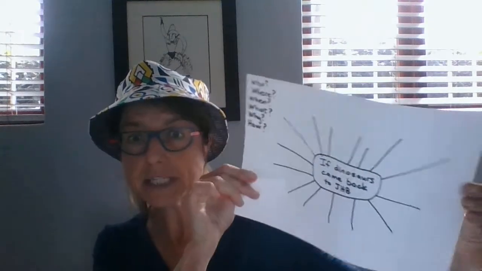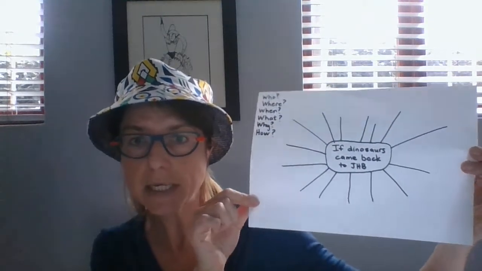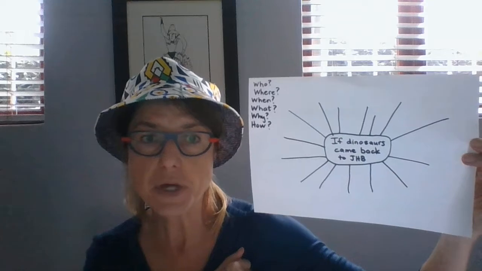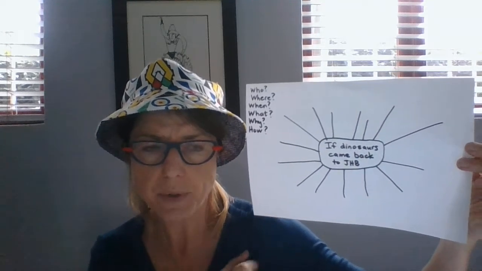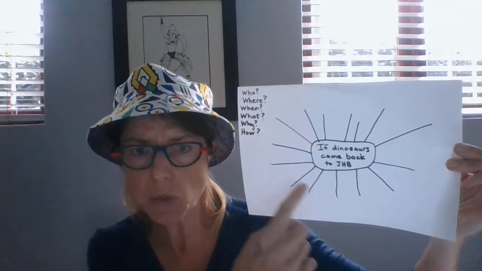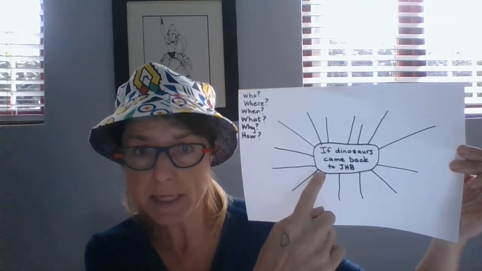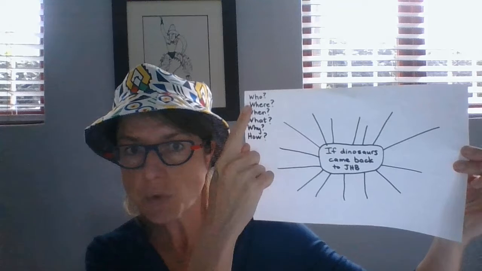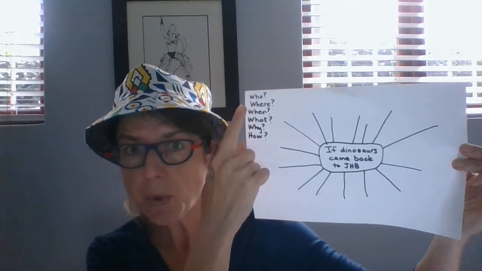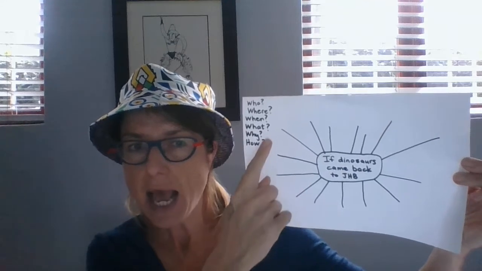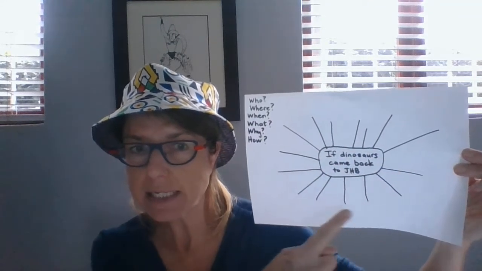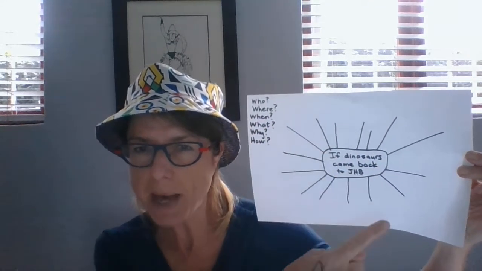You are then going to be drawing a bubble map. Okay, you were pretty smart at your bubble maps last week for adjectives. You're going to open up your book to a double page, double trouble. You're going to put if dinosaurs came back to Johannesburg in the middle. Then I want you to think of the questions: who, where, when, what, why, and how. And to start writing down ideas of what your story would be about.